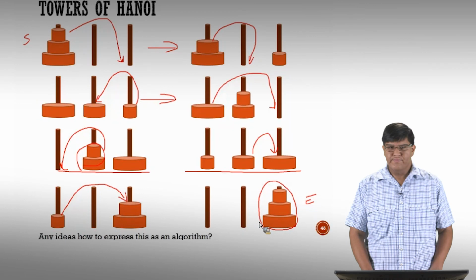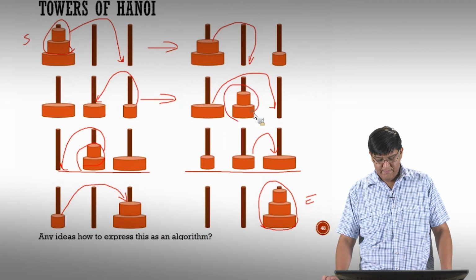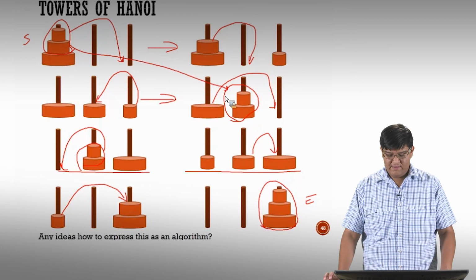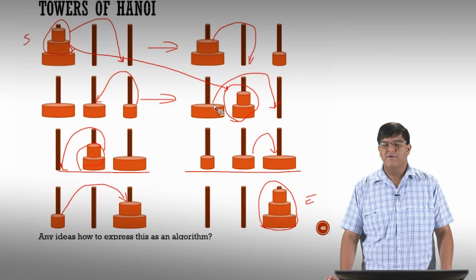So here's an idea. What if we said that this was comprised mainly of 3 steps? The first step would be to move an n-1 size tower from the first dowel to the middle dowel. So this gets moved from here to here. That's maybe one step, because that frees me to move the final disk, the biggest one. And then the final disk gets moved to that final tower.